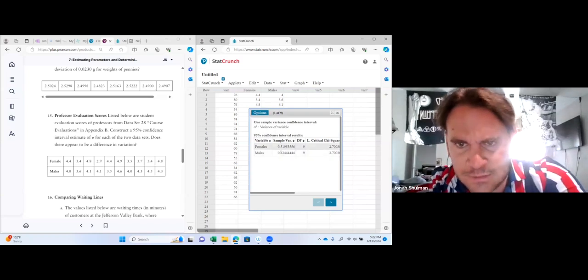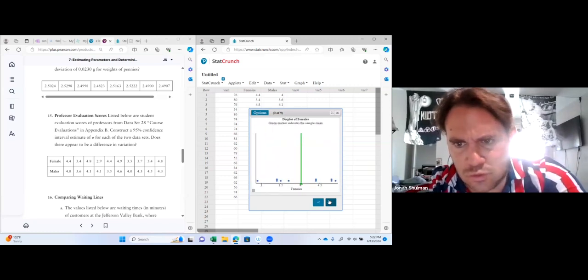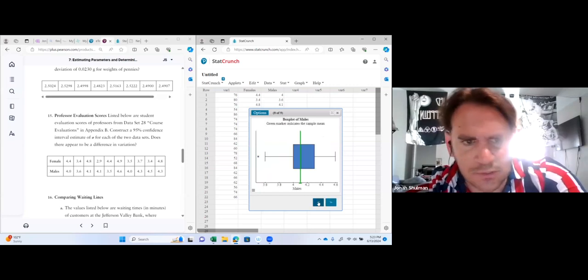We got our variances. We got our left chi-squares and our upper chi-squares. We have a left limit and upper limit. Interesting. Okay, it's pretty normally distributed for the females. Definitely for the males. Got an outlier here, but that's okay. So all this looks nice.